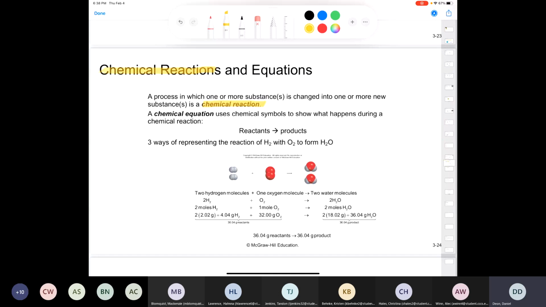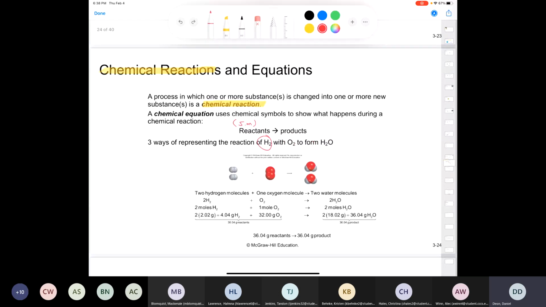And so a chemical equation uses chemical symbols, the elemental symbols, to show what's happening during a chemical reaction. On the left-hand side, we put what are called the reactants. Sometimes people will call those the starting materials. I don't have any problem with that. And then on the right-hand side, we have the products. We always call those the products. So reactants and products. And let's say we had a reaction between hydrogen with oxygen to form water.